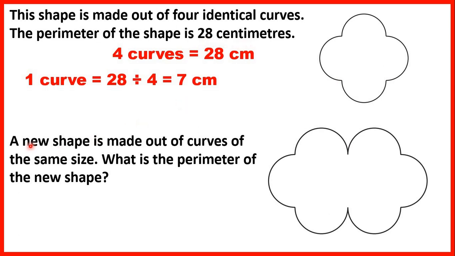Now a new shape is made out of curves of the same size. What is the perimeter of the new shape? So what we can do here is write 7 next to each curve, because we know that one curve is 7 centimeters. So here we have 6 curves of 7 centimeters, and 6 times 7 is 42, so the perimeter of this shape must be 42 centimeters.